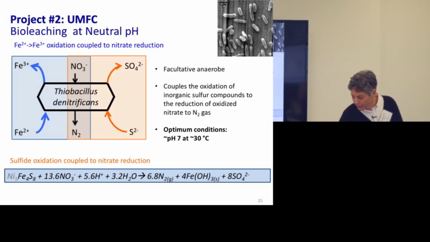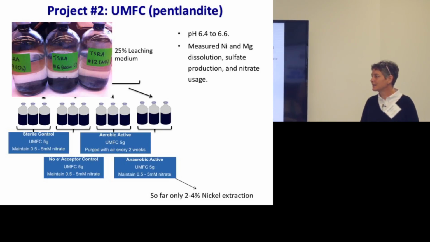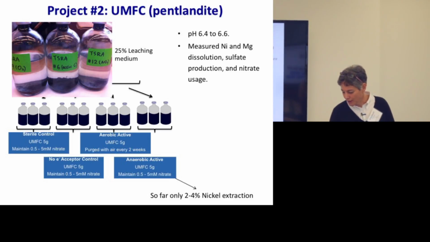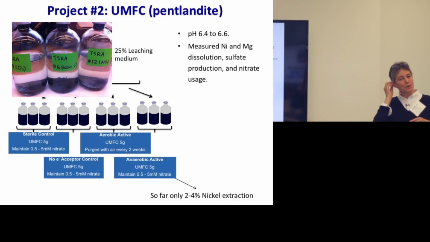And so we set up some bottles, same thing, dirt from a site with the pentlandite. And sure enough, you do get lots of iron oxidation, lots of sulfide oxidation, and nitrate reduction, and a little bit of nickel leaching. So we got a little bit of nickel extraction, not a whole lot, but partly it's because we're operating at pH 6, and you have to play around with the solubilities. I suspect that we could do better at a slightly lower pH. So these are just initial projects, and Vlad can speak more to some of these.